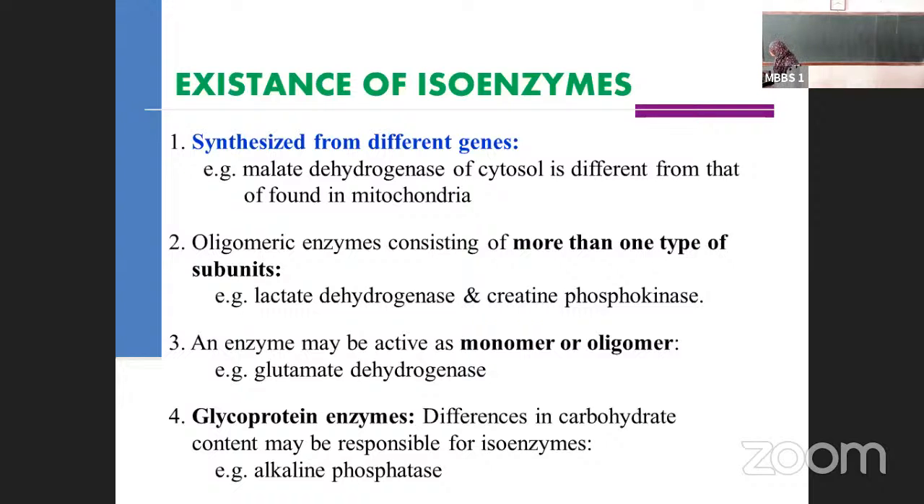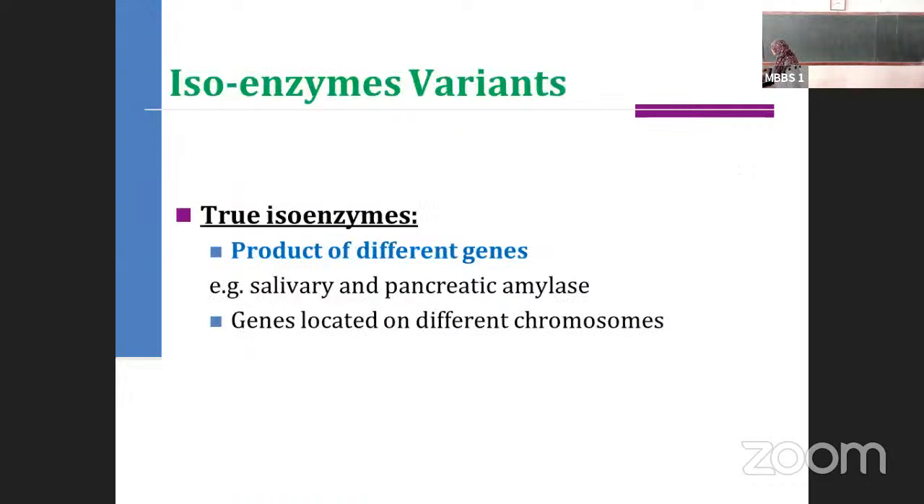One more reason for the existence of isoenzymes is the presence of carbohydrate content. In one isoenzyme, the carbohydrate content will be different when compared to the other isoenzymes. So because of the different carbohydrate content, there is existence of isoenzymes, but the main enzyme activity will be the same. Here the example is alkaline phosphatase.